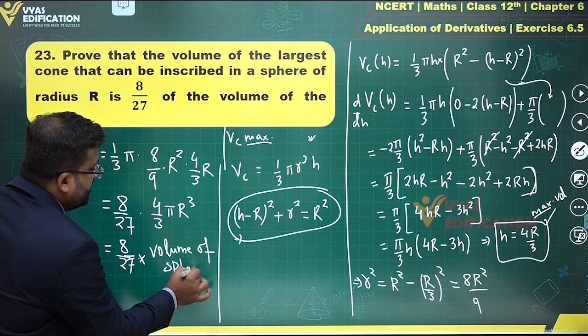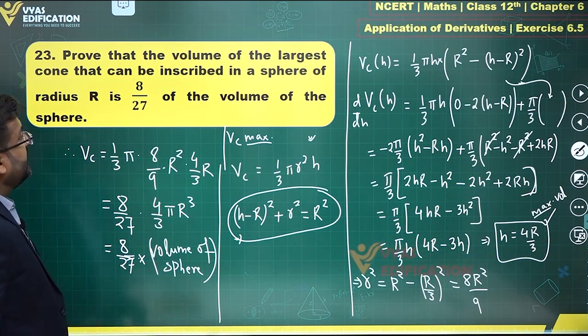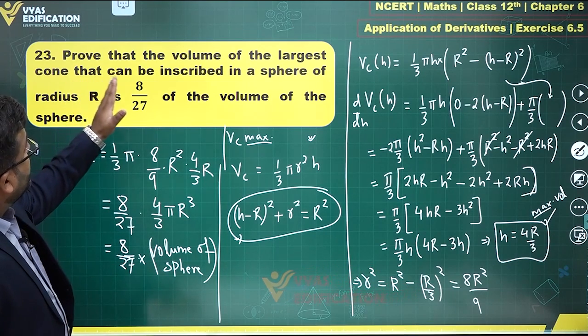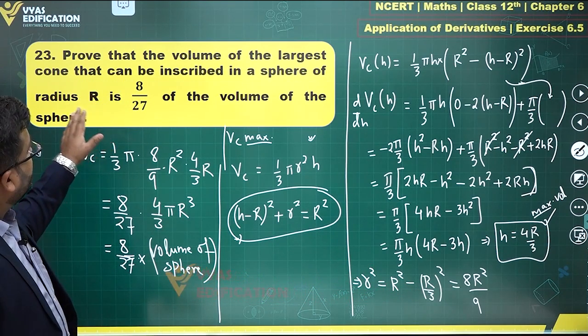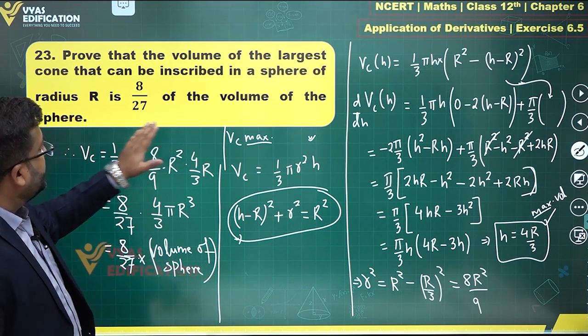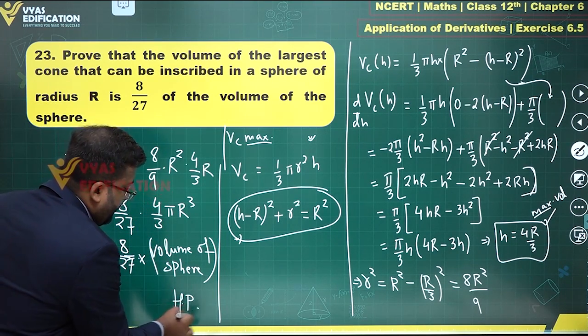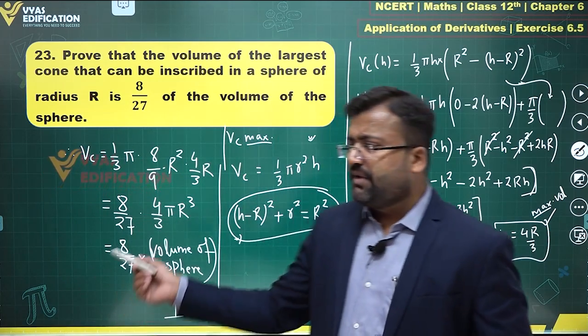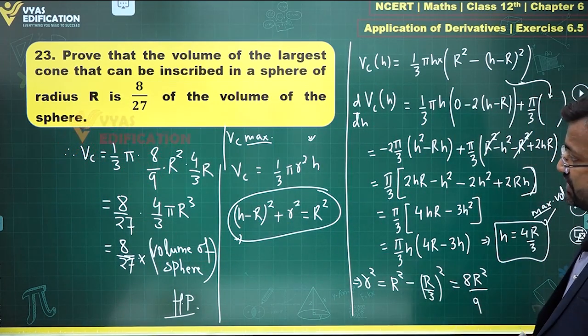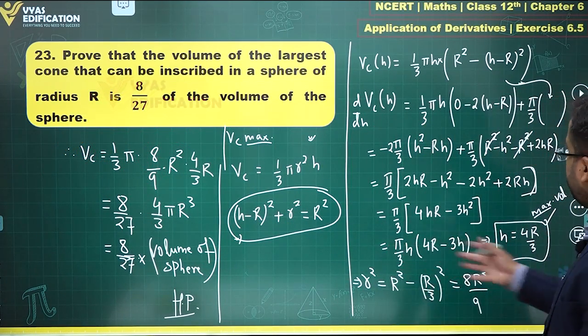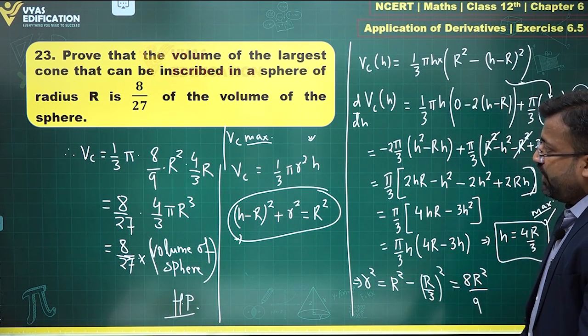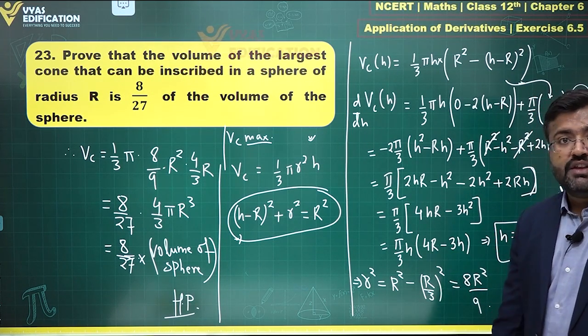This is volume of sphere, right? 8 by 27 times volume of sphere. The volume of the largest cone that can be inscribed in the sphere of radius r is 8 by 27 times the volume of sphere. That's a complete proof of this question. We have skipped that diagram. That diagram was there initially and we have erased that diagram, but this is the complete solution for this question over here, right?